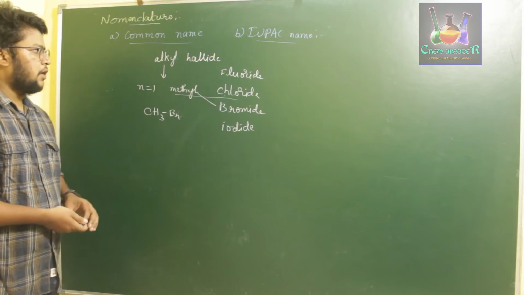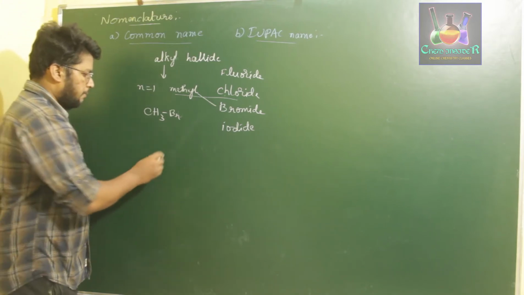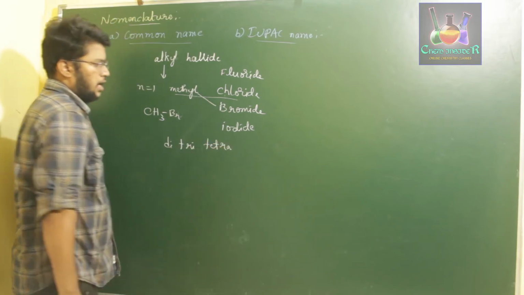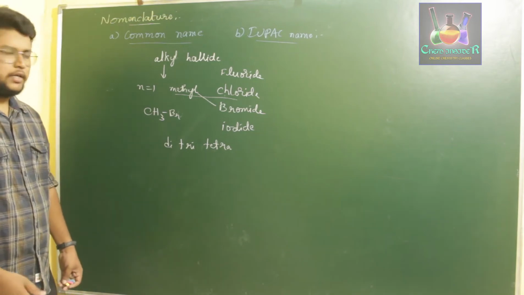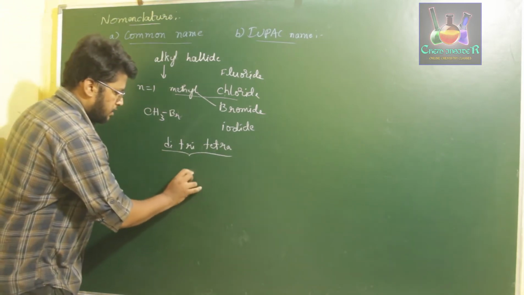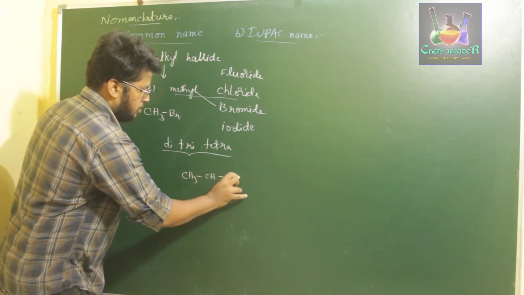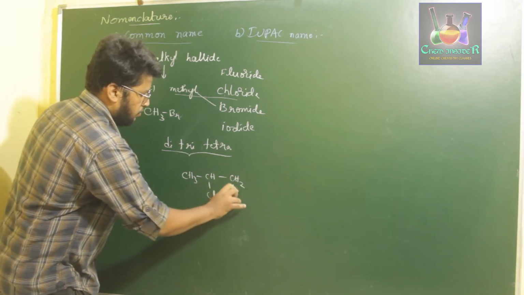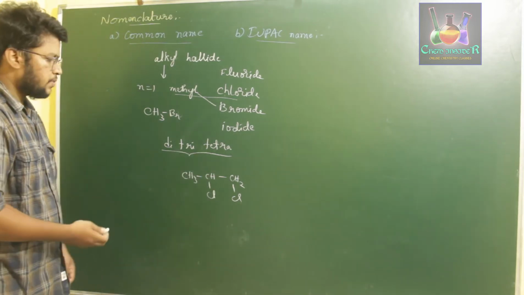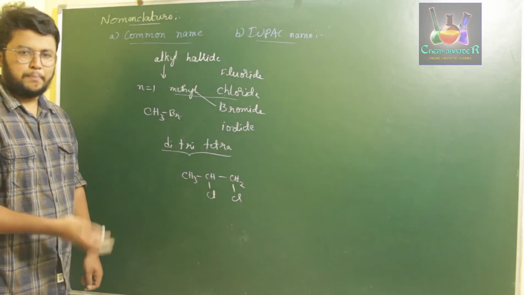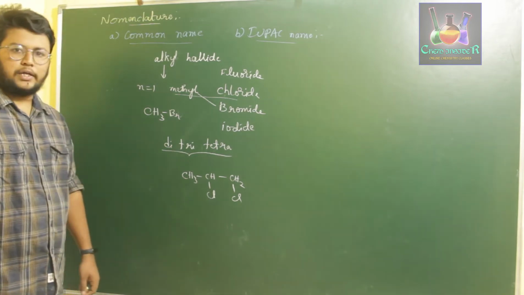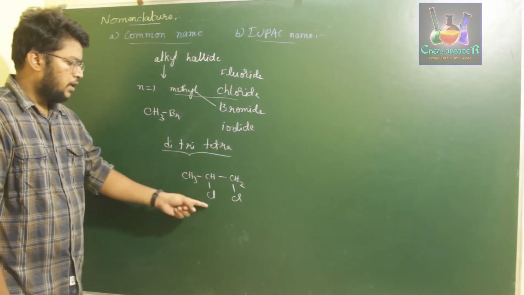If multiple halogen atoms are present, we use the terms di, tri, tetra. If these multiple halogen atoms are the same, for example, let us say CH3, CH2, and we have Cl over here and Cl. Here we have 3 carbon atoms, that should be propane. Instead of propane, we should write propyl. So this will be propyl dichloride.